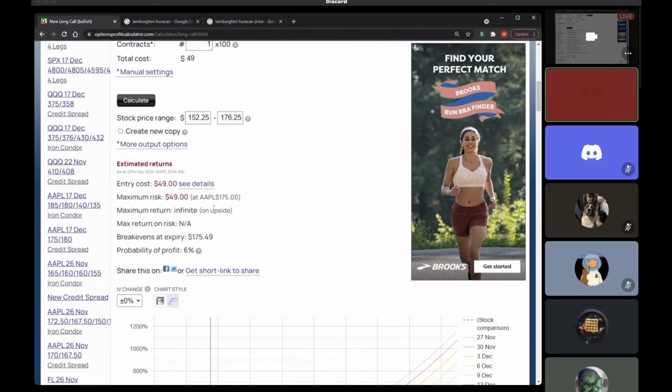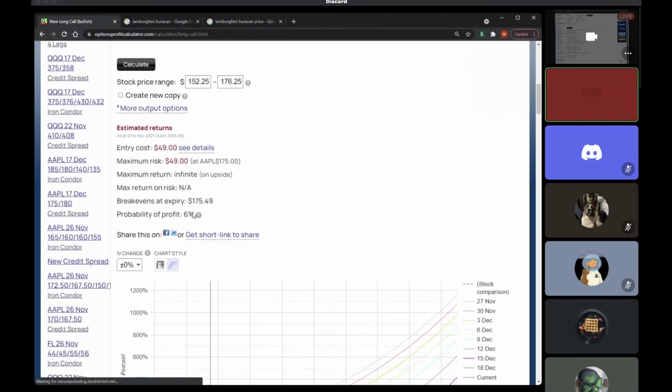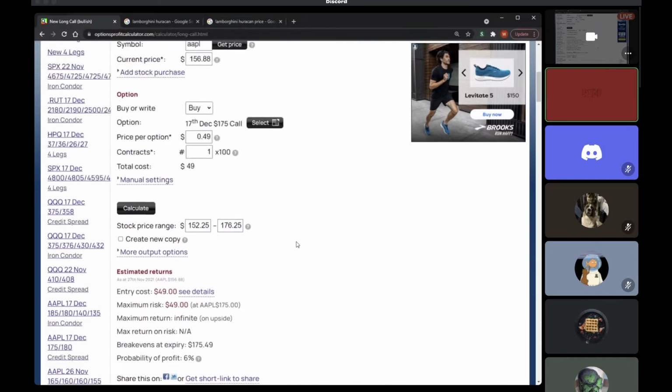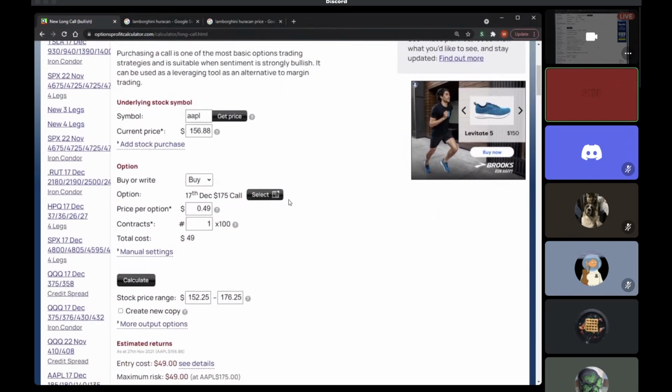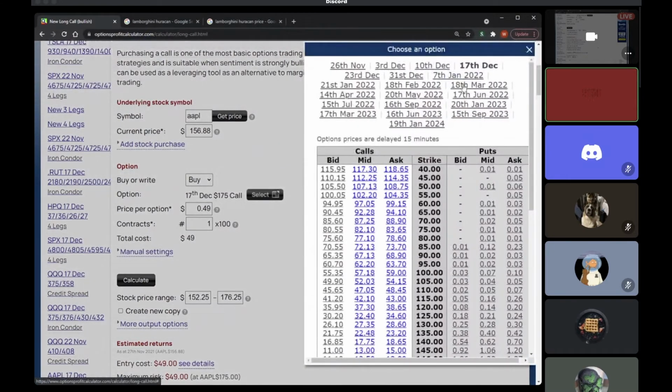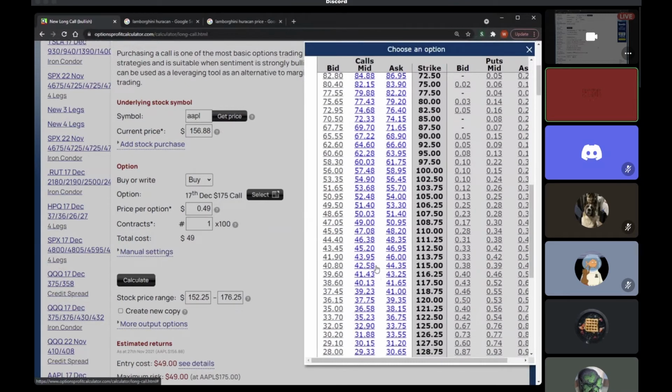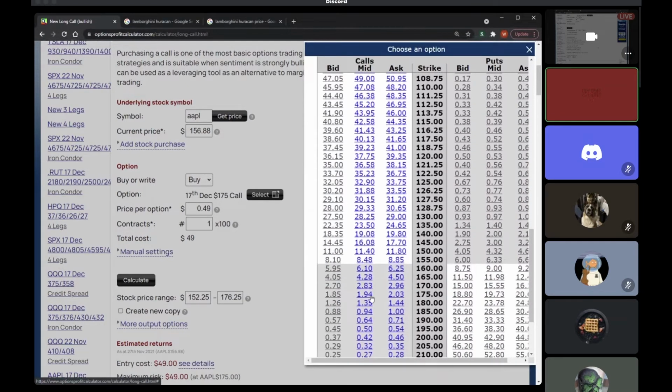So yeah, if it was 200 or 400, you're going to be maximizing gains on that. But is it really going to go up there? Your probability of profit is 6%. So your probability of profit is very low in this situation. That's for December. So if I did the January one, and we did the 175, just to give you some more time, I'm just giving you guys these as an example too.